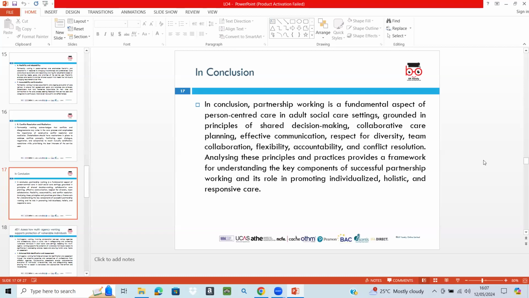By analyzing these principles and practices, a comprehensive understanding emerges of the vital components that contribute to successful partnership working. This collaborative approach plays a crucial role in promoting individualized, holistic, and responsive care that respects the unique needs, preferences, and well-being of each service user, ultimately fostering a culture of compassion, inclusivity, and excellence in adult social care delivery.